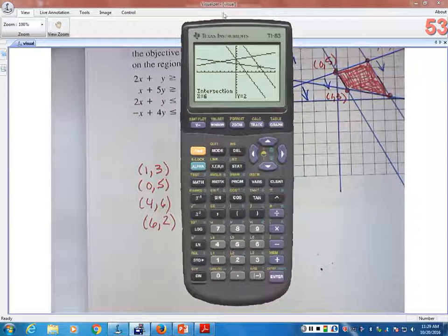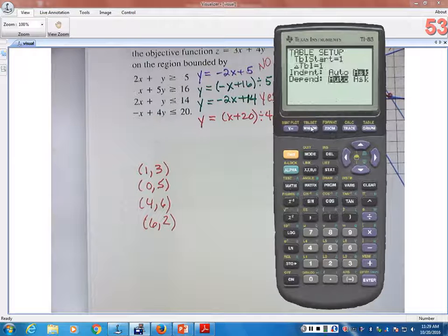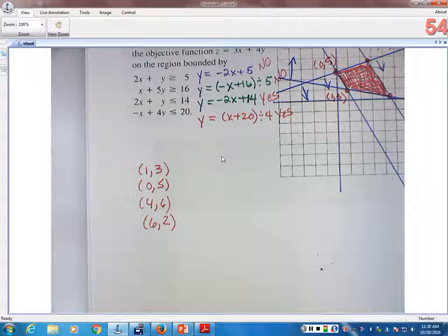And now I'm going to use the calculator even further to help me. I'm going to go to the table setup and make sure that it's set to independent is ask, and then tell me what the dependent is. Wait, I don't know if I can use the table up here or not. No, I can't. Darn it. I was going to use the table to do my calculations, but I can't do that. So I guess we'll have to do it by hand.